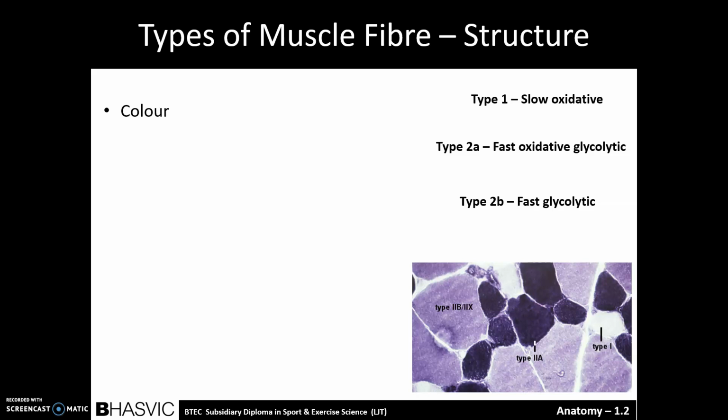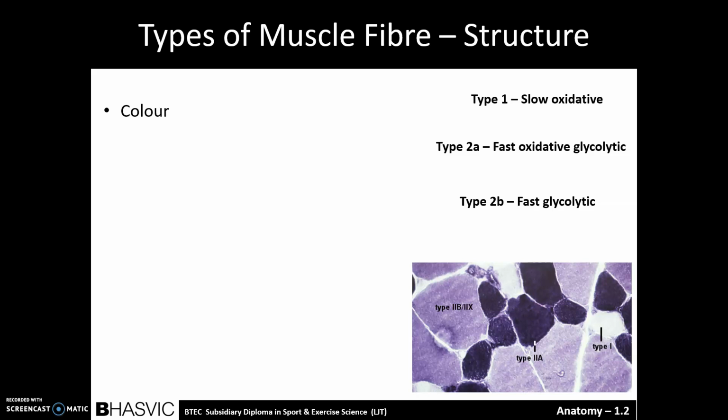Type 2A is also red, as it still uses oxygen, so it still relies on oxygen partially, so it will still be red like the slow oxidative muscle fiber, but it won't be as strong a red as it has a lower number of capillaries, so would have lower amounts of oxygenated blood traveling to it, so would be a weaker shade of red.